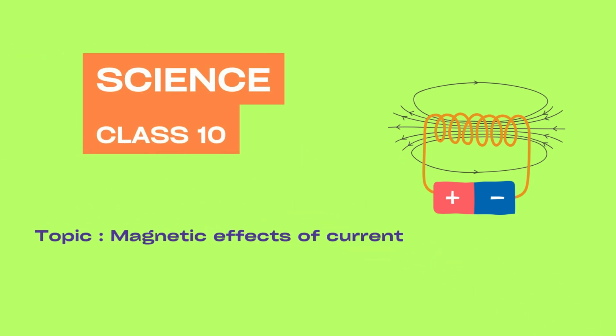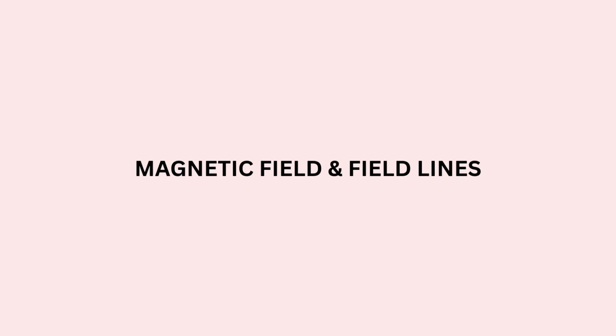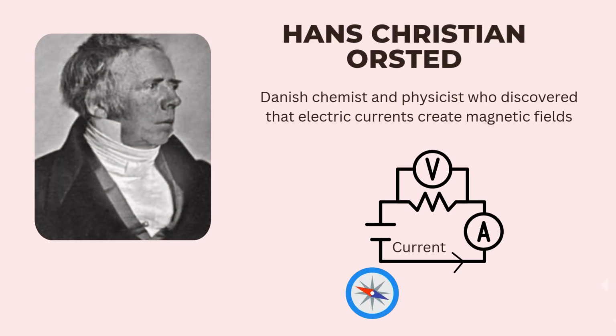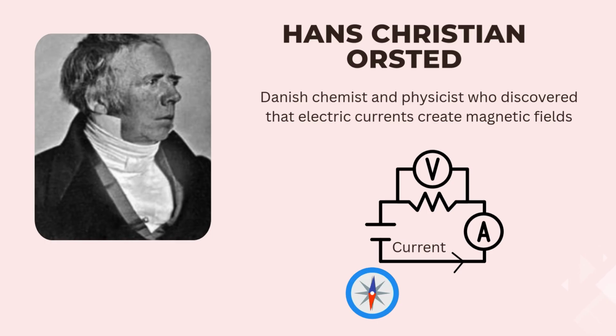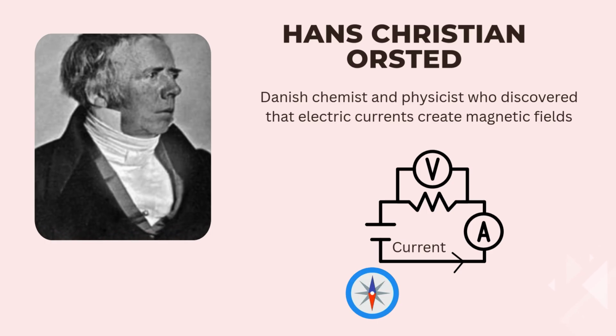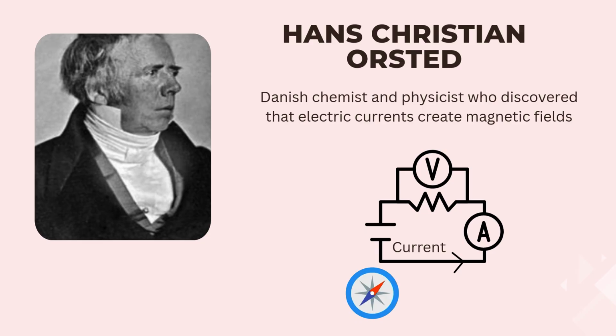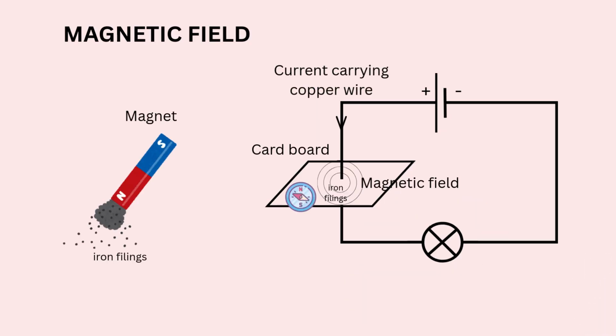Science, magnetic effects of current. In 1820, Hans Christian Ørsted, a Danish chemist and physicist, discovered that electric currents create magnetic fields. Magnets aren't the only source of magnetism. A circuit wire has a magnetic field around it whenever a current is passed through.